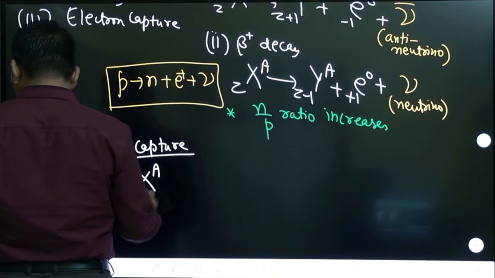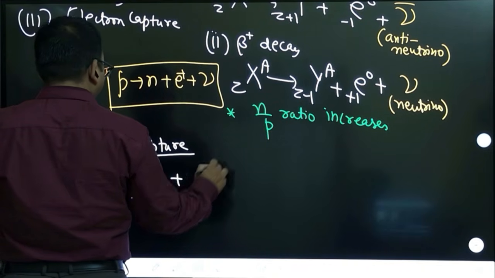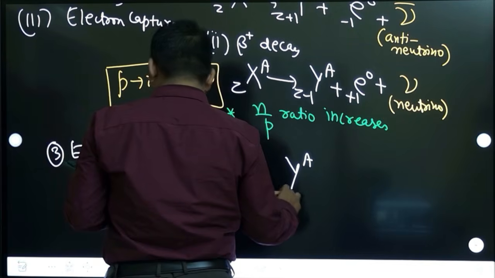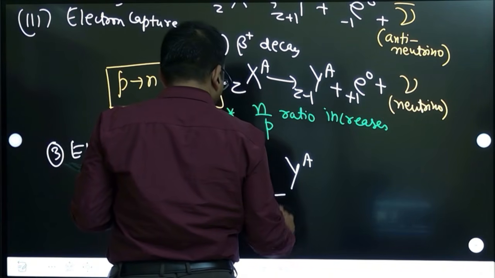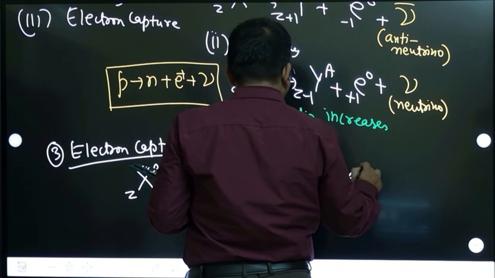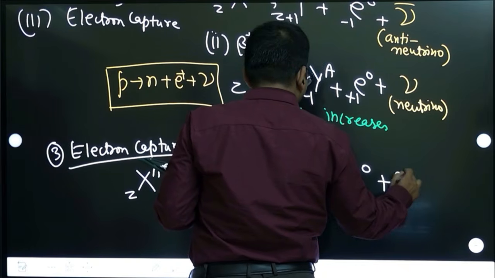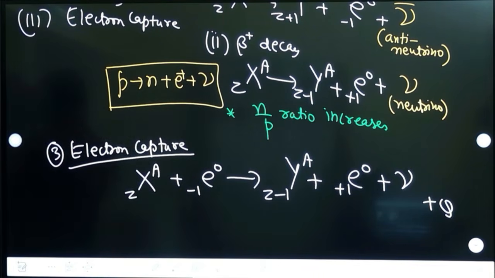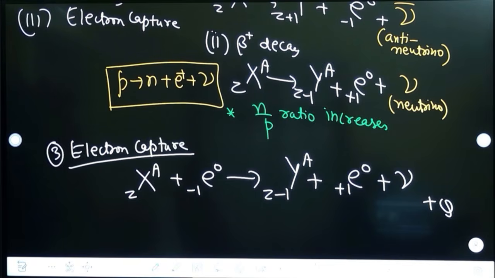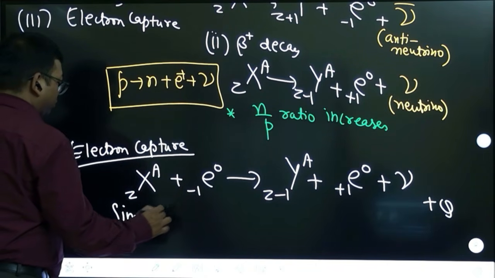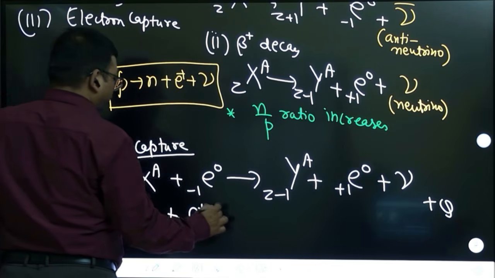First, let us note a reaction. Electron will capture, and Z minus 1 will come. Then a neutron will come, plus neutrino, and heat will be released. Okay. So here you can see that this is similar to beta plus decay.